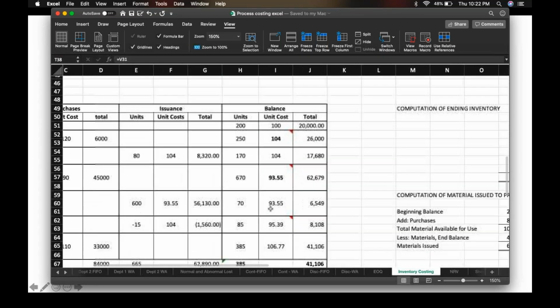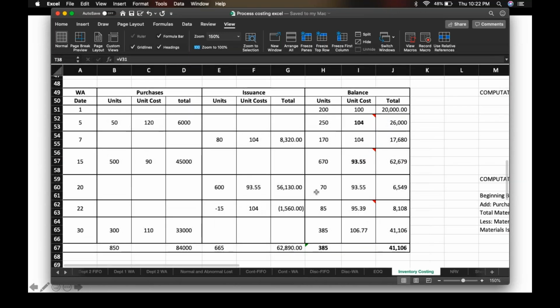Okay, let's go to weighted average. So sa weighted, ang gagawin mo lang, you just have to average the unit cost. So for example, we have a beginning of 200, we have a purchase of 50 units. So all in all, meron tayong 250 units. That 250 units, ang total cost niyan is 26,000. That is 20,000 plus 6,000, 26,000.